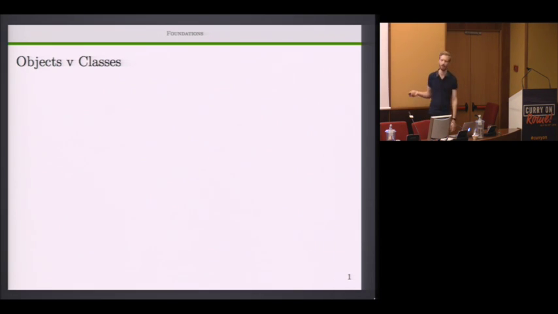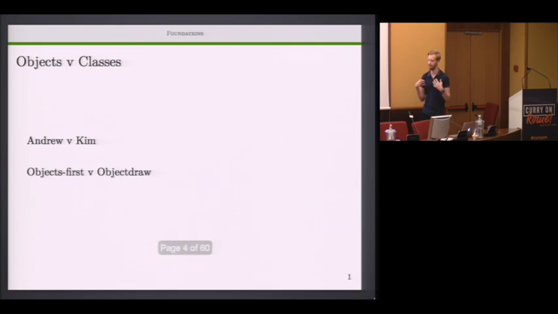And I've occasionally presented this more as a conflict between Andrew and Kim on the design committee. So we've got Andrew v. Kim, sort of dawn of justice. We've got the battle of the titans. But this isn't actually really reflective of everything that they stand for, certainly. So we'll boil that down into what the key conflict that Andrew and Kim have had on the design is, which is this idea of objects first versus Object Draw.